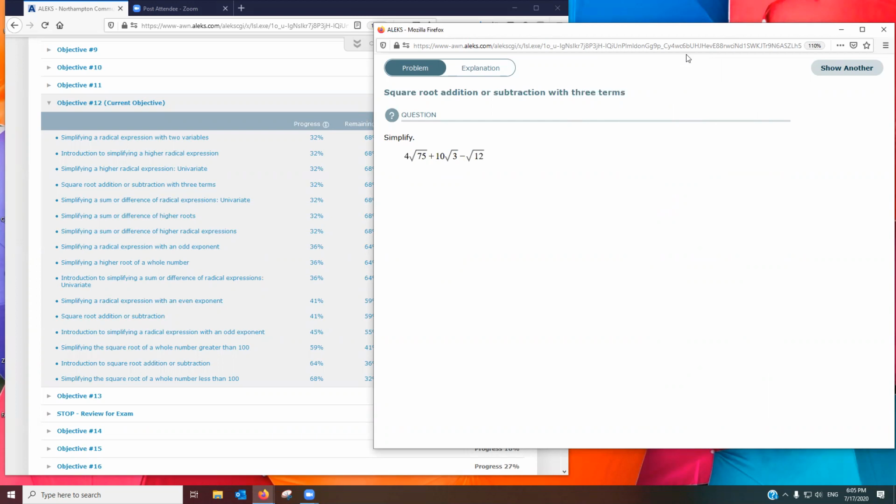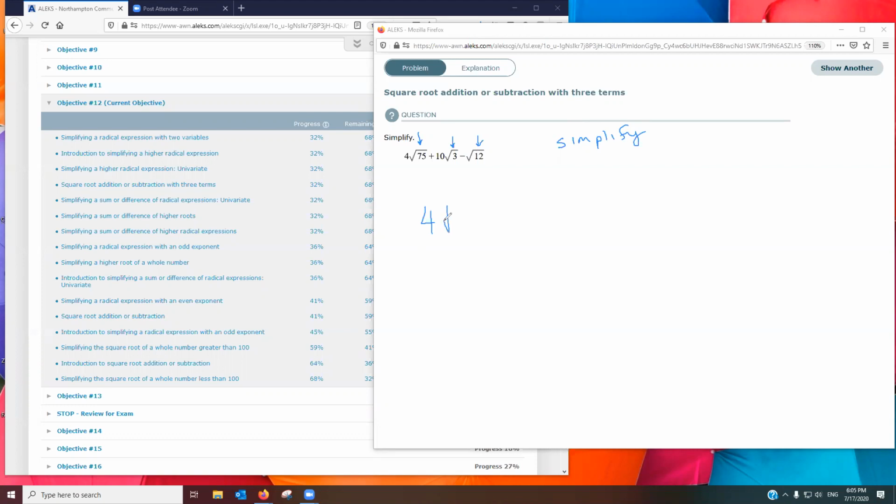Well, I'm noticing the square root parts are all different here. Right, here's square root of 75, here's a square root of 3, here's a square root of 12. So I really can't add these because the square root part is not the same. But what if I try to simplify these first? So let me try to simplify them.